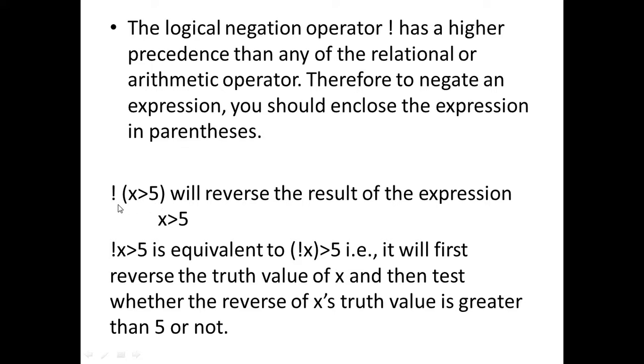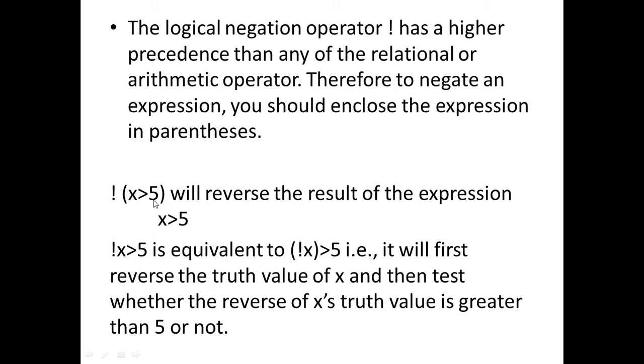For example, if I write like this, x greater than 5, suppose x is 9. So what will be the value that I am going to get? 9 greater than 5 is true, and then it will negate it and make it false. So it will reverse the result of the expression x greater than 5. 9 greater than 5, the result will be true, and it will reverse the result from true to false.